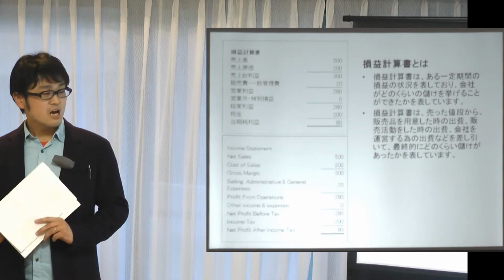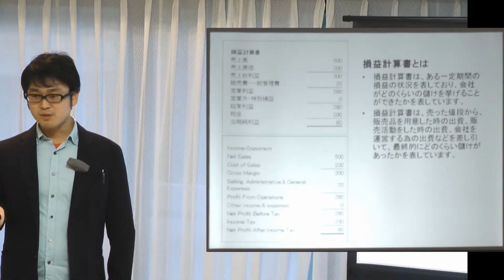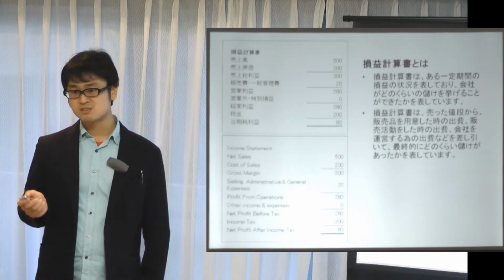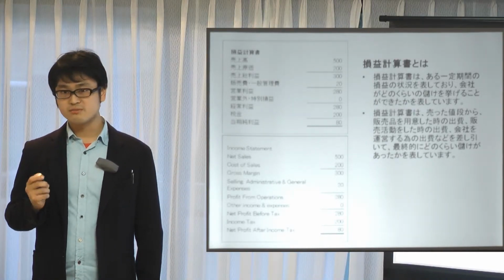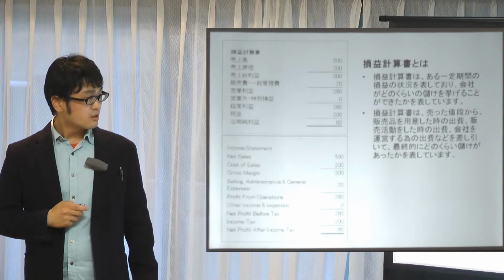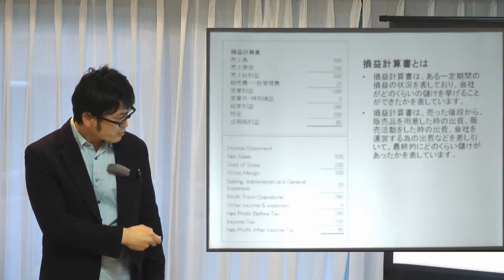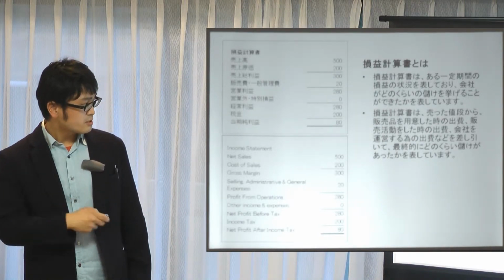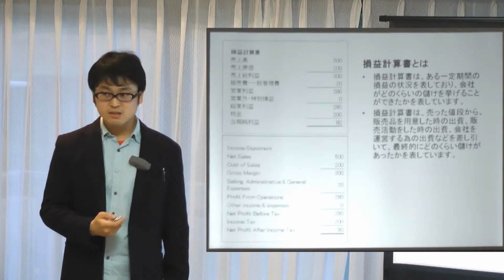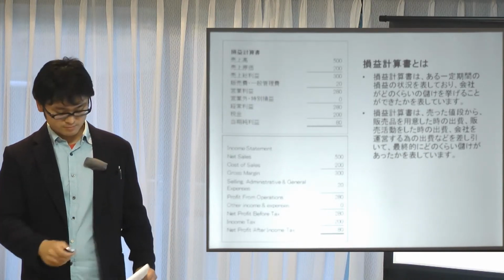Next, I will tell you about PL. A PL measures a company's sales and expenses during a specified period of time. It shows the financial progress. A PL indicates net profit, subtracting cost of sales, selling expenses, and administrative expenses from the sales amount.